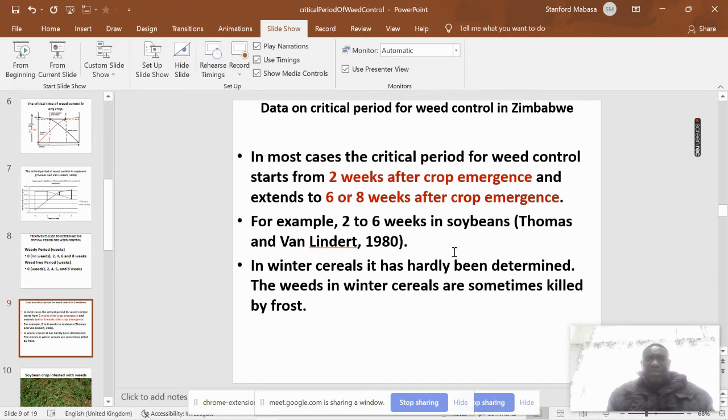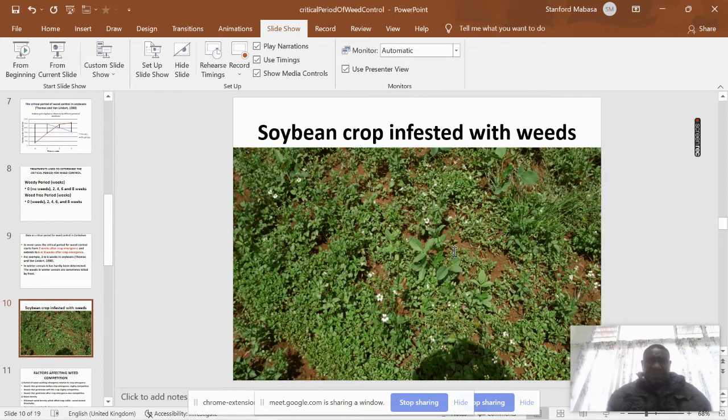Now, for example, this period stretched from 2 to 6 weeks in soybeans, as was reported by Thomas and Van Lindet in 1980. However, in winter cereals, it has hardly been determined because I think most of the weeds in winter cereals are killed by frost. This is soybean infested with weeds.